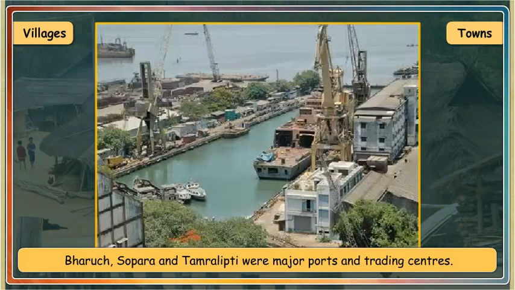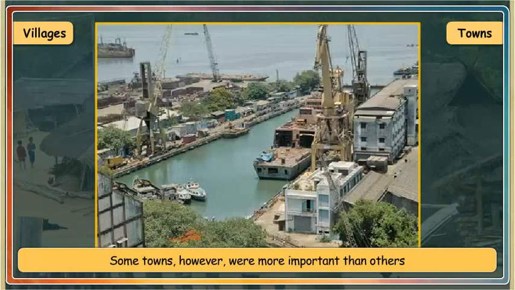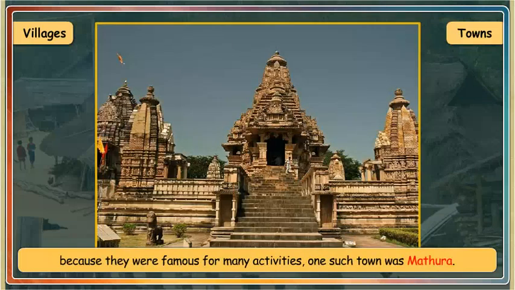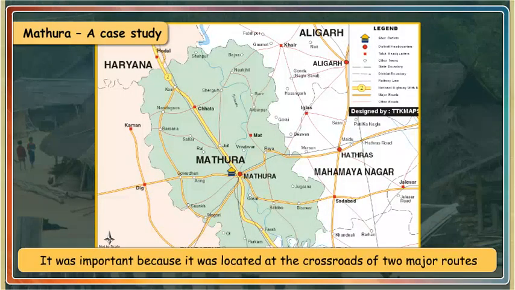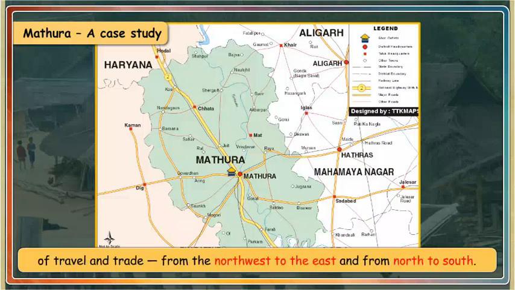Bharuch, Sopara, and Tamralipti were major ports and trading centers. Some towns, however, were more important than others because they were famous for many activities. One such town was Mathura. Mathura, a case study. Mathura has been an important settlement for more than 2500 years. It was important because it was located at the crossroads of two major routes of travel and trade, from the northwest to the east and from north to south.